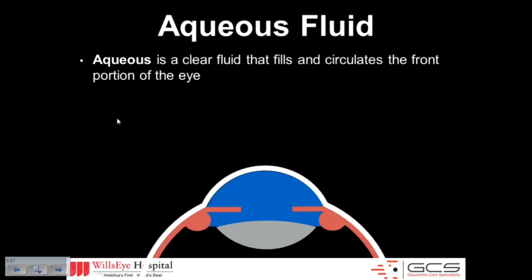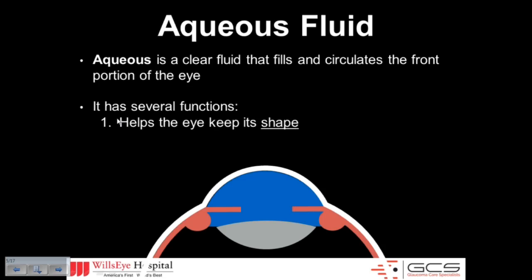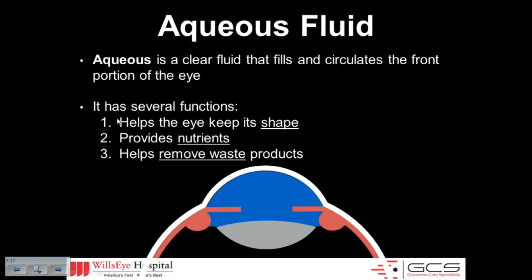Aqueous fluid is a clear fluid that fills and circulates the front portion of the eye. It has several functions. One, it helps the eye keep its shape. It provides nutrients, and it helps remove waste products. I just want to note that the cornea, which is the front portion of the eye, and the lens are completely clear structures, and they are devoid of blood vessels. Because of this, these structures rely heavily on the aqueous fluid and its flow, because blood vessels typically serve to bring nutrients and remove waste. So the aqueous fluid serves a very important role in making sure that these structures work the way they do.